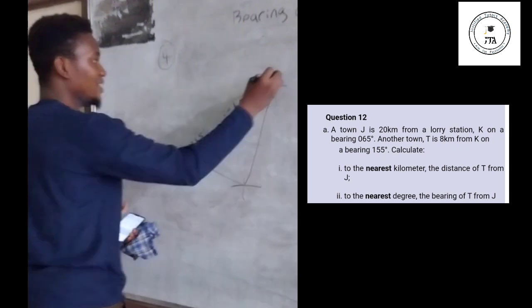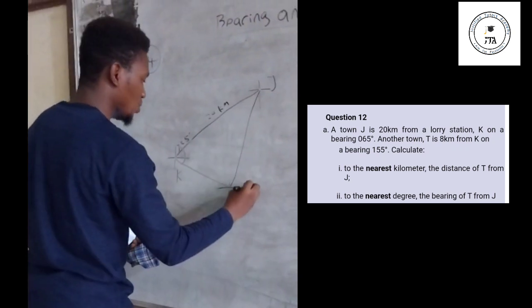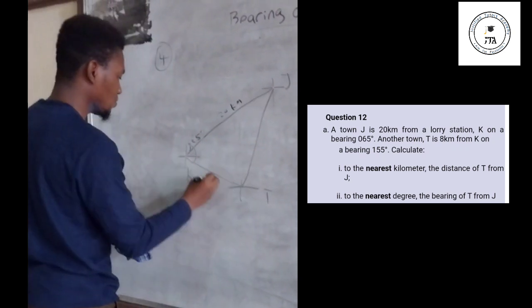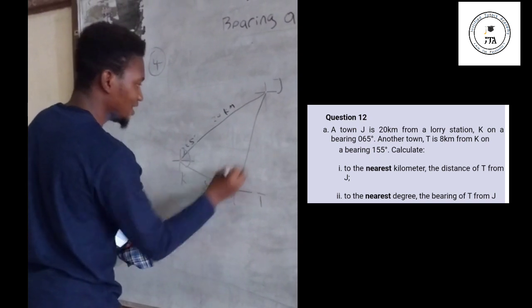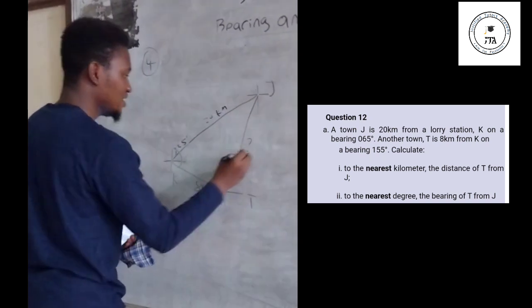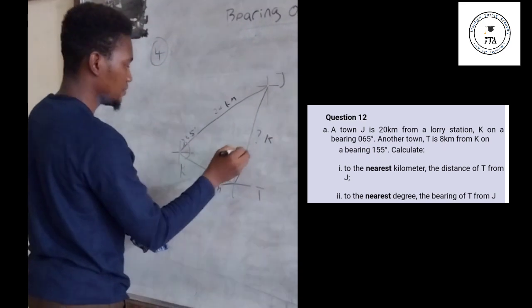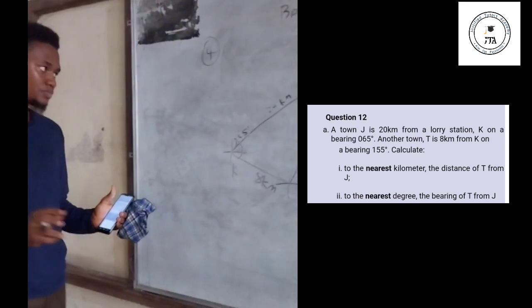So here is K, here is J, and here is T. Here to here is 8 kilometers. Here to here is unknown, which I call small k. So that's it.